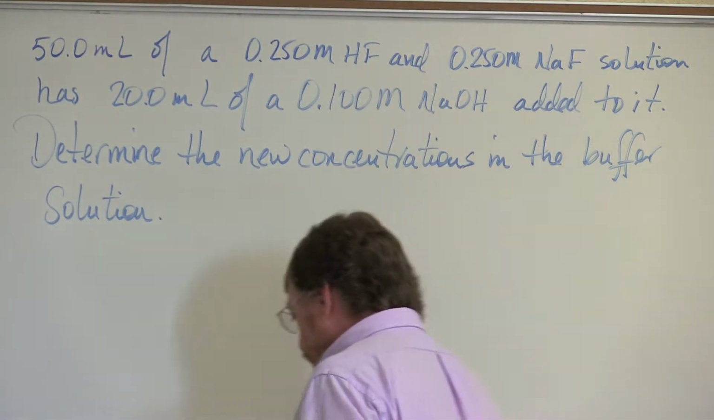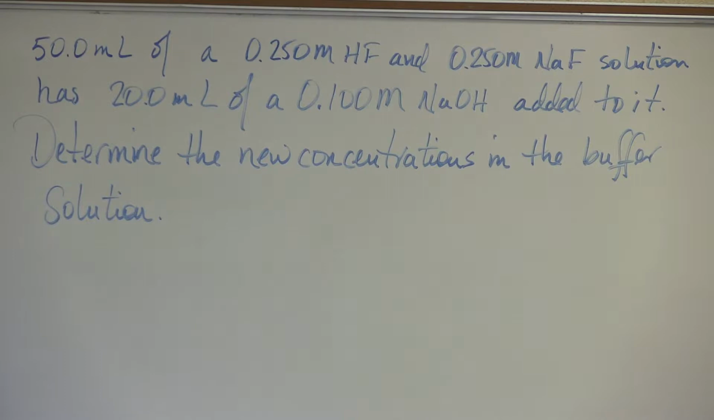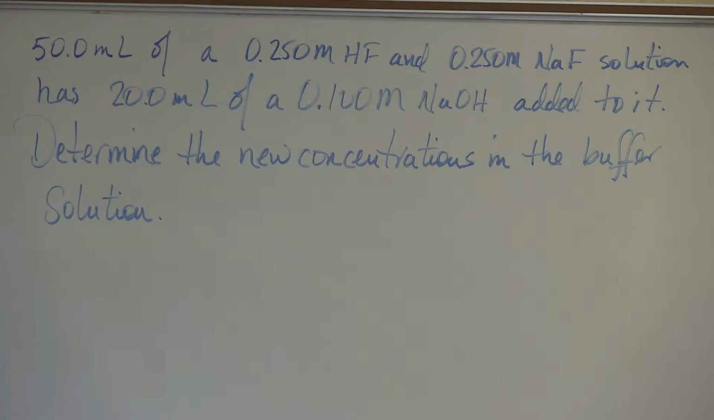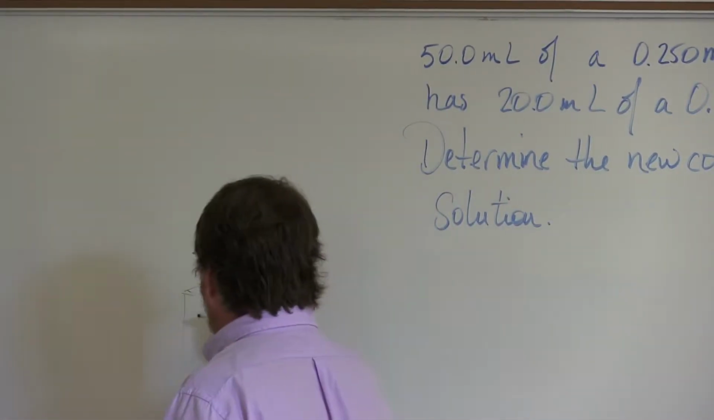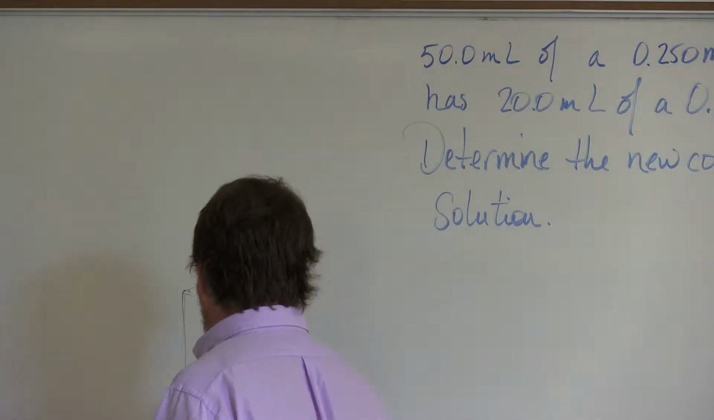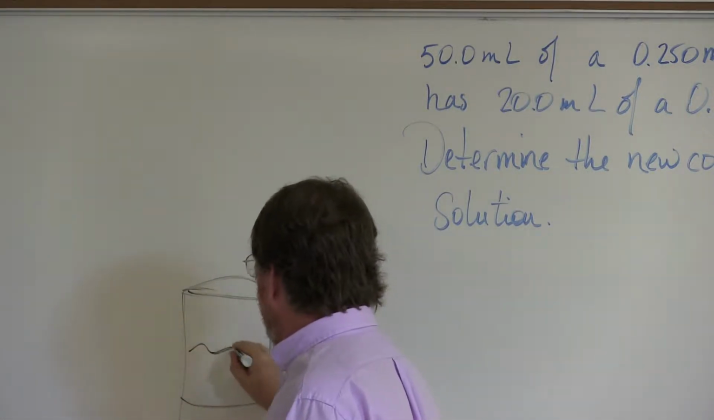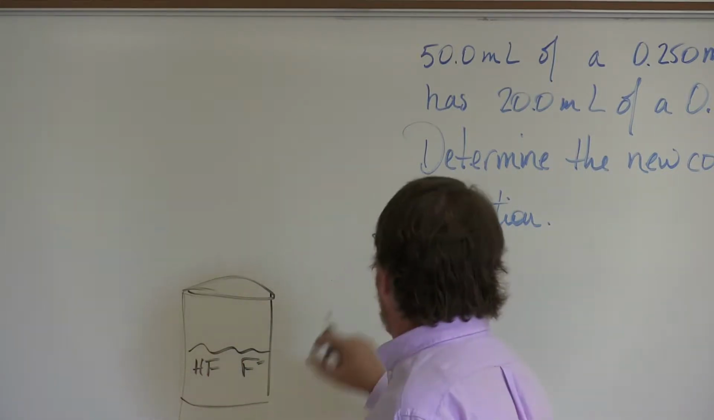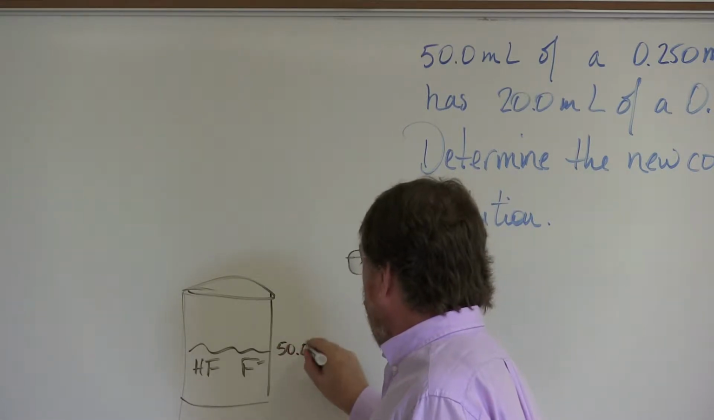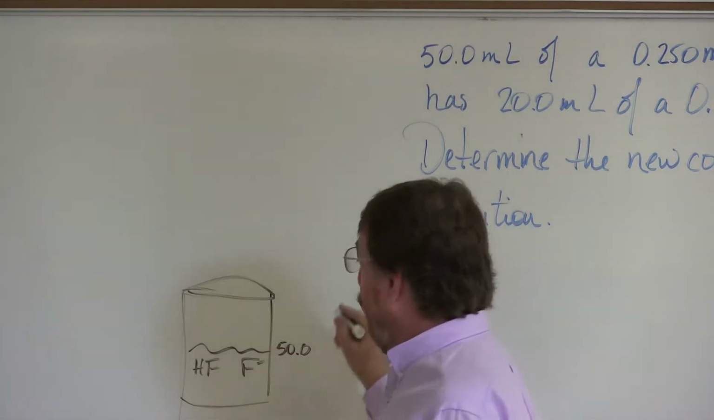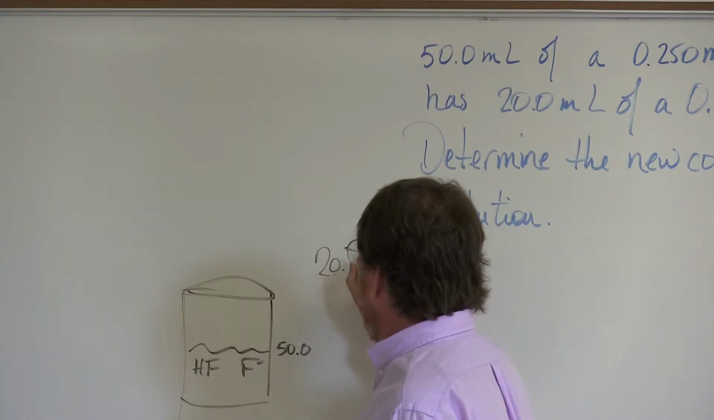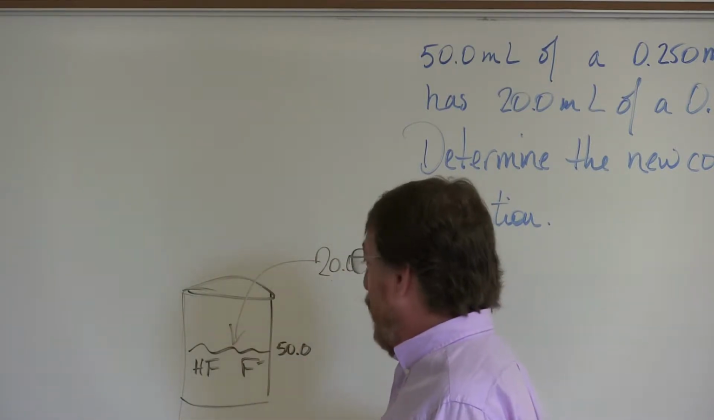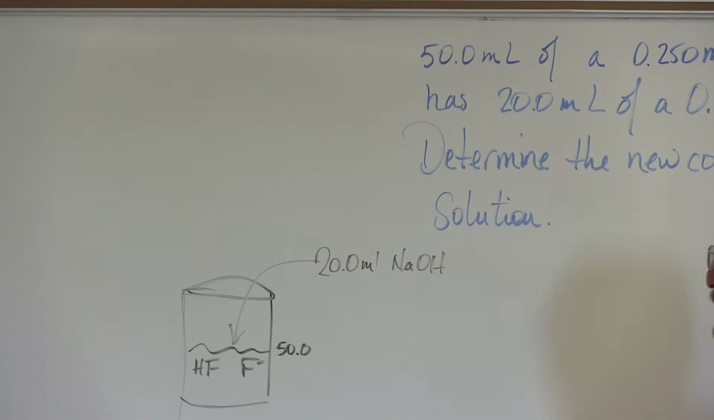So let's just draw over here. Here's our beaker, and in this we've got HF and F minus. There's 50 milliliters of this, and they're floating around. They're our buffer solution. Now we're going to take 20 milliliters of NaOH and pour it in. Obviously, when we're done, they're going to add up, and we're going to have 70 milliliters.